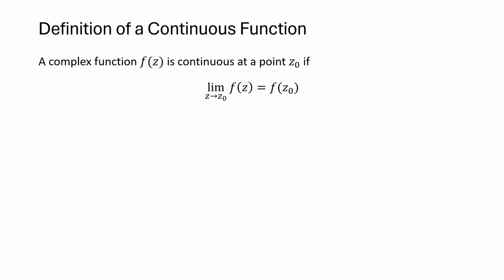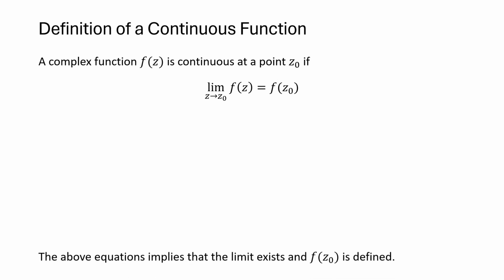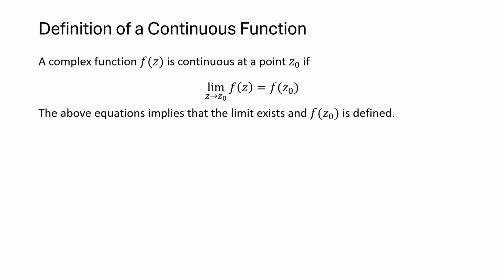The definition of a continuous function at a point is based on the definition of a limit. If the limit, as you approach the given point, in this case z sub 0, of a function equals the value of the function evaluated at that point, then the function is said to be continuous at z sub 0. This definition implies that f of z sub 0 is defined.